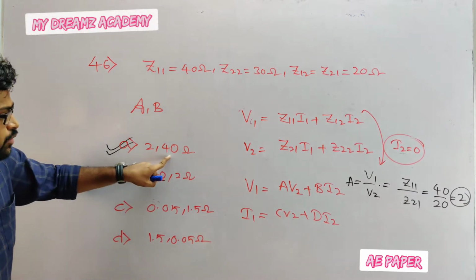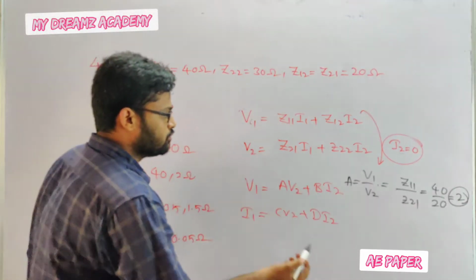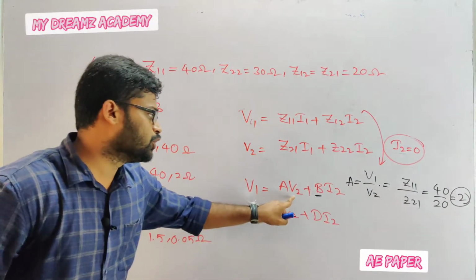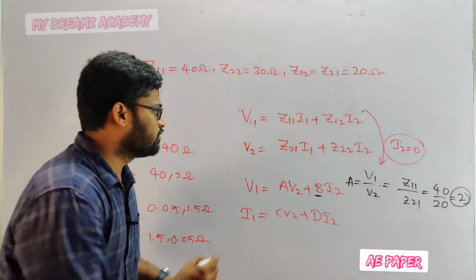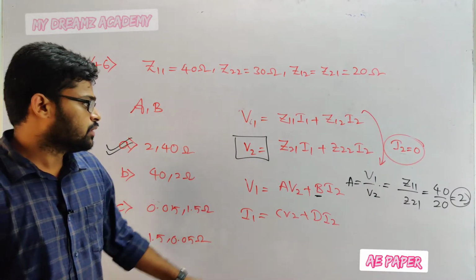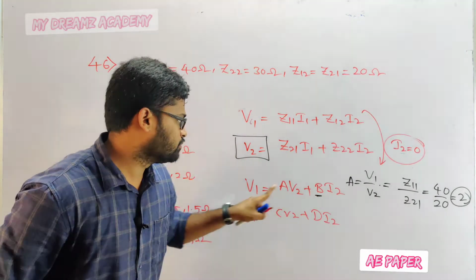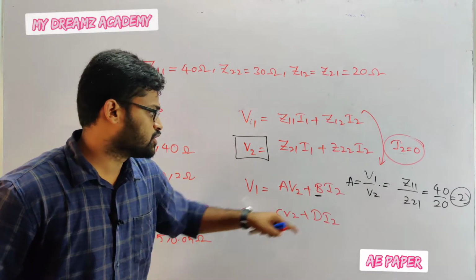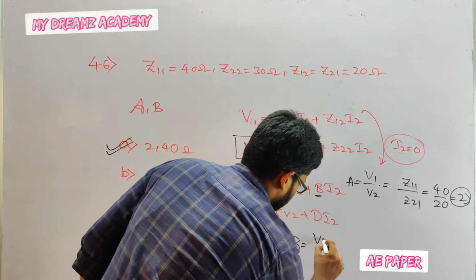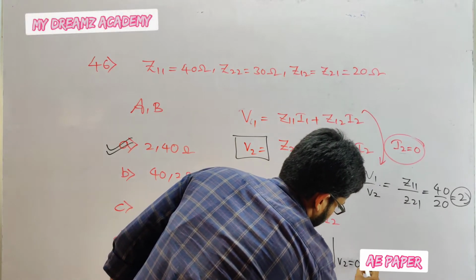Now we are going to check the B value also. The B value will be calculated like this. In order to calculate the B value, we need to make V2 equal to 0. Yes, V2 is equal to 0. At V2 equal to 0, V1 by I2 is equal to B. B will be calculated like this: V1 by I2 at V2 equal to 0.